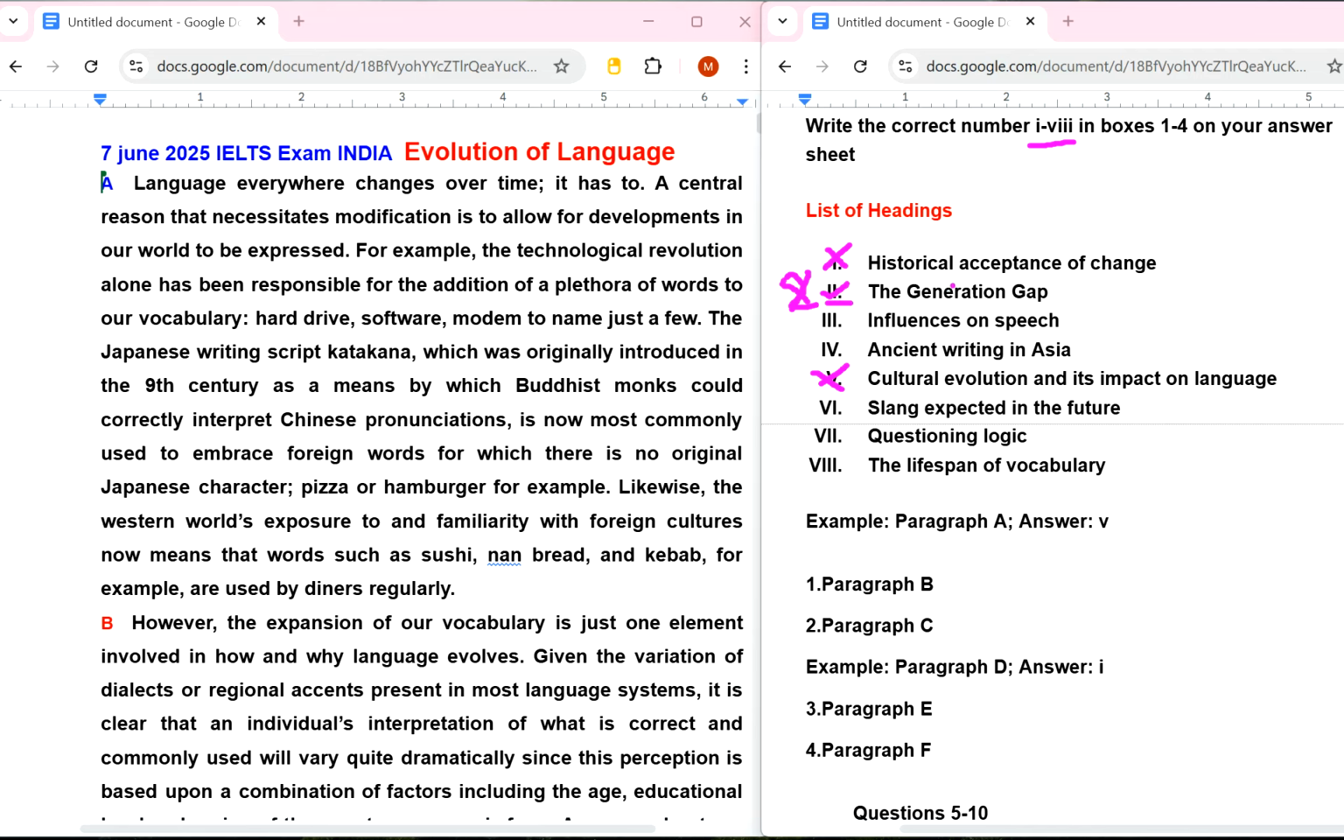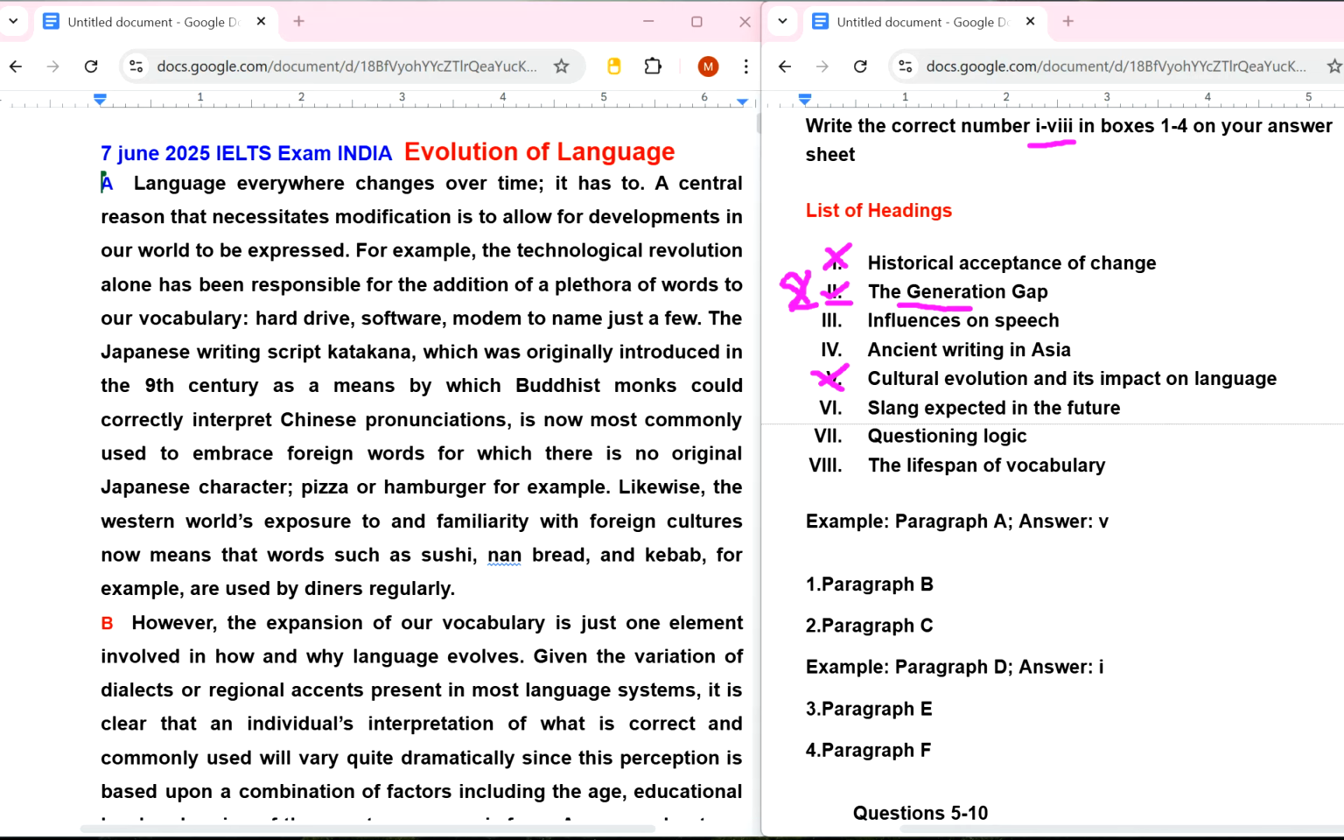Okay, so how to do list of headings. It's important to read all the headings except the already given answers. We will underline some keywords, the generation gaps. Just look at how I am reading it. One request I have for all of you: you can practice with me. If you can practice with me, that would be great. It will be helpful in getting higher band scores in reading.